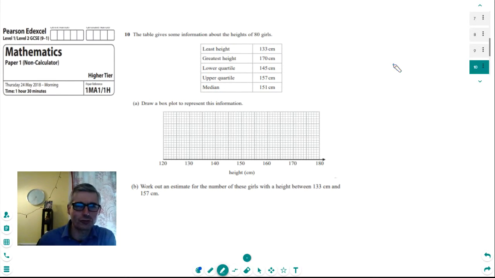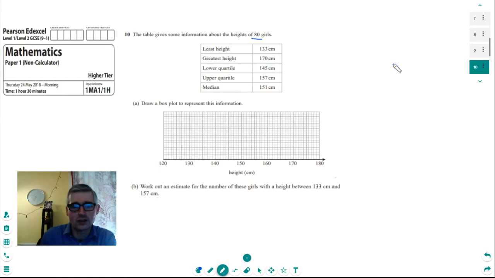I'm going to continue going through the Edexcel Higher Tier Paper 1 from 2018. This is question 10, and this is a question about doing box plots from the median, upper quartile and lower quartile, etc. So what we would do, this says this table gives us some information about the heights of 80 girls.